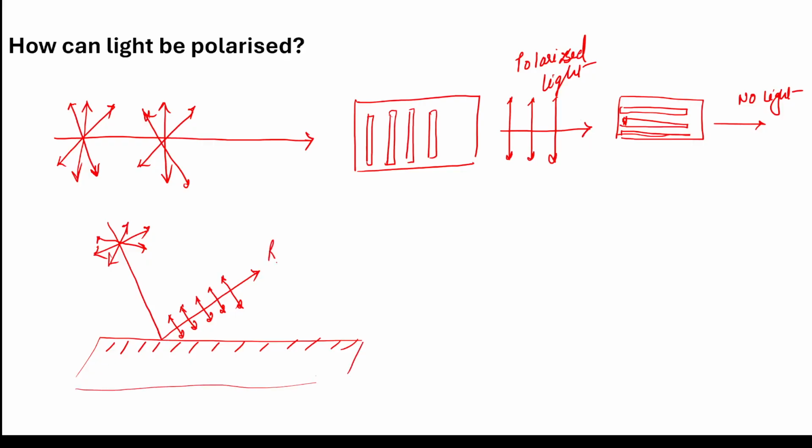Reflection is one of the ways to polarize or partially polarize light. You can use Polaroids or polarizers. Some sunglasses are polarized. So what do polarized sunglasses do?